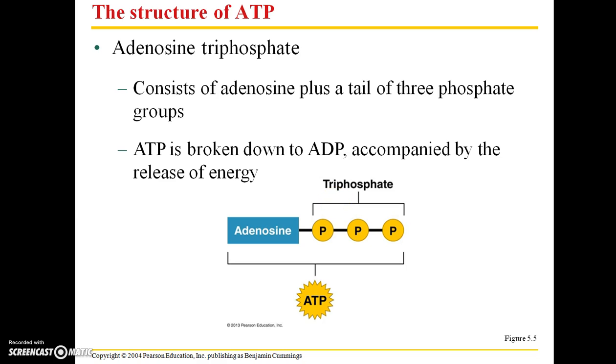So if ATP stands for adenosine triphosphate, what do you think ADP stands for? I'll give you a moment to think about that. If you think adenosine diphosphate, you are correct. When ATP is broken down, one of those phosphate groups is released, and when you have adenosine plus 2 phosphate groups, you can think of it as adenosine diphosphate, which is ADP. And when that occurs, there's going to be a release of energy.